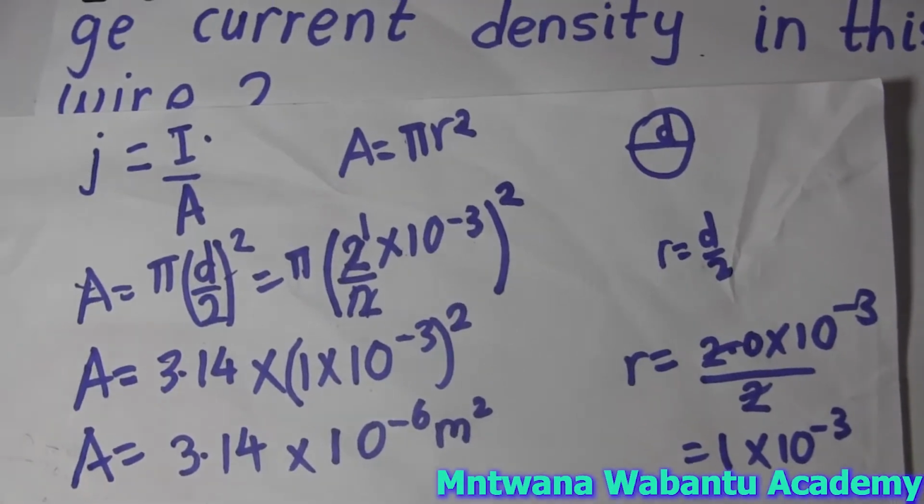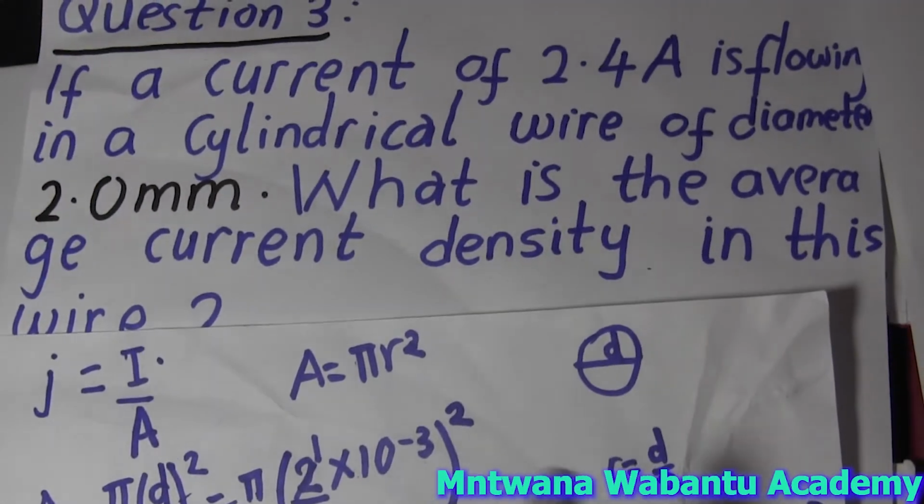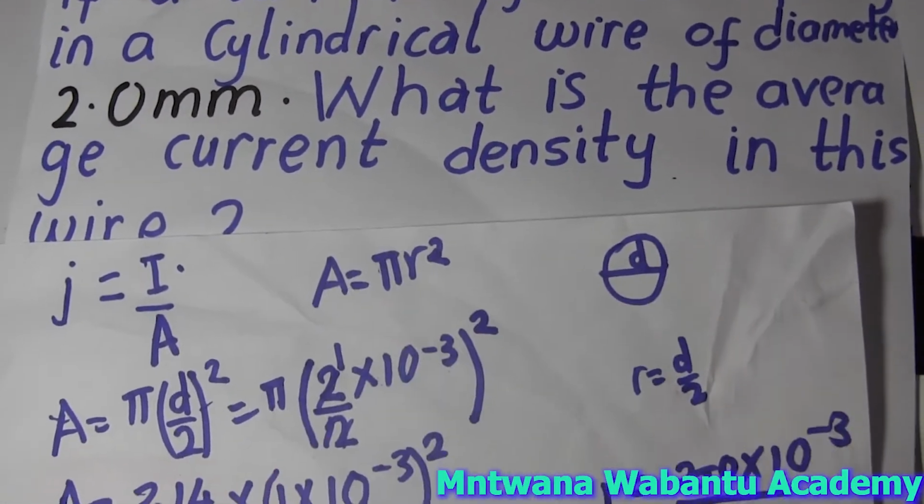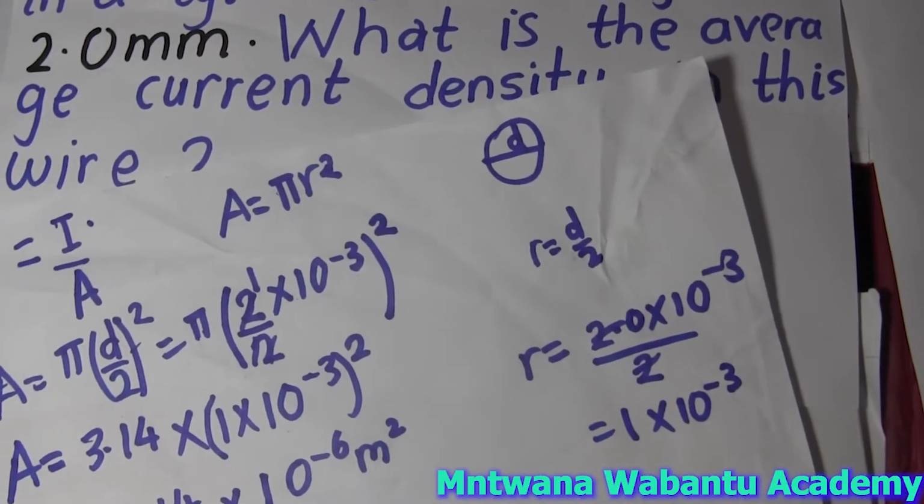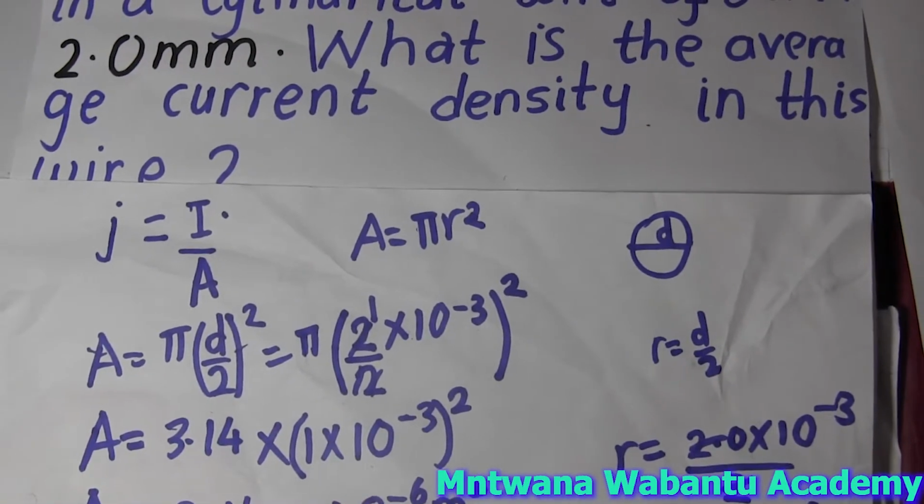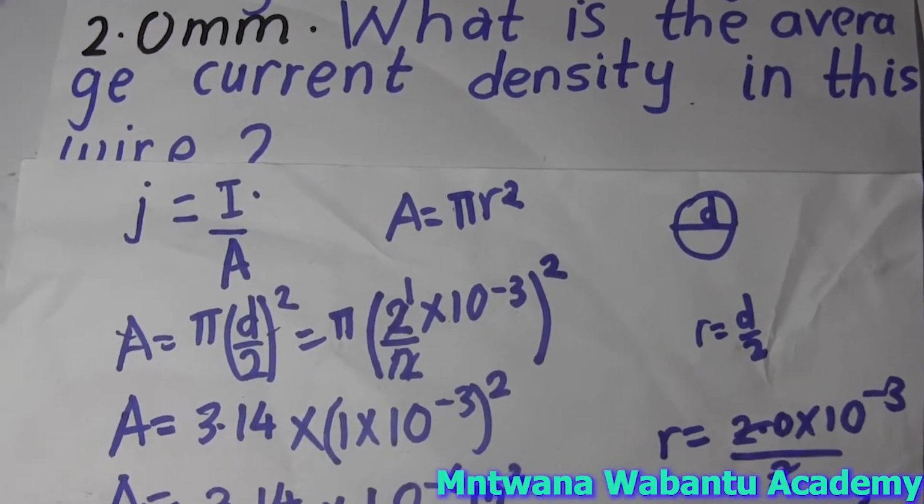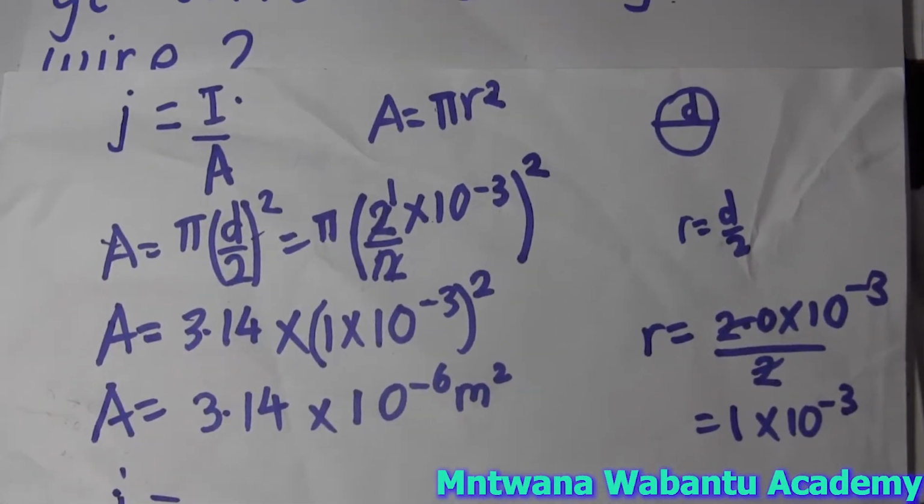So now that we have the cross section area, we look for the average current density. Okay, so let's get it. It's going to be J equal to the current density, or whichever letter you're going to represent it with, equal to current flow.